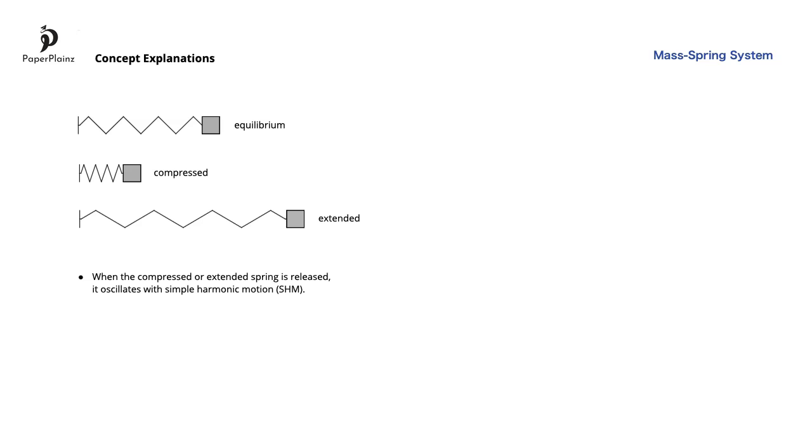In addition, we will ignore air resistance and friction. Let's assume that the mass in this diagram is in the equilibrium position, which means that the spring is neither compressed nor extended. From this position, we can either compress or extend the spring. When the spring is released, the system oscillates with simple harmonic motion.